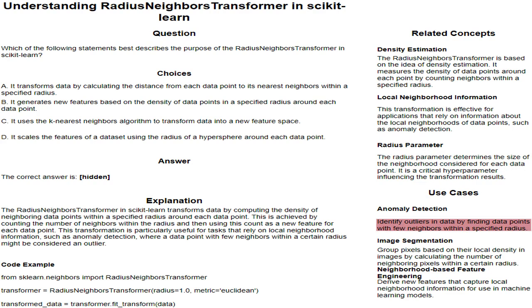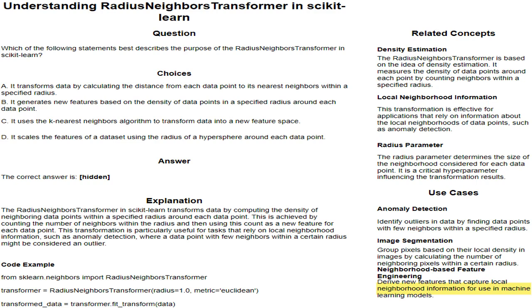Identify outliers in data by finding data points with few neighbors within a specified radius. Group pixels based on their local density in images by calculating the number of neighboring pixels within a certain radius. Derive new features that capture local neighborhood information for use in machine learning models.